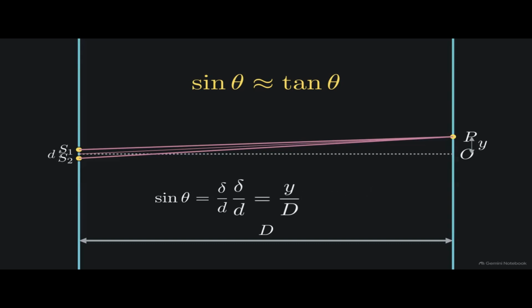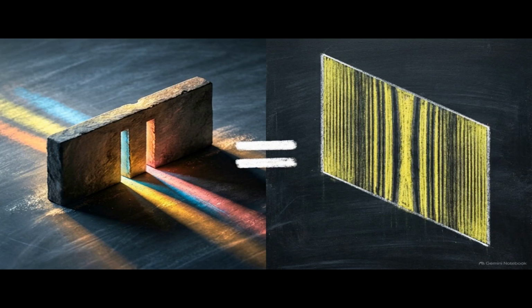Delta over lowercase d equals y over capital D. Multiplying both sides by d gives us delta equals d times y divided by capital D. By exploiting the difference in scale, we built a geometric formula linking the microscopic path difference to the macroscopic screen position. We can now combine the wave condition for a bright fringe, where the path difference delta equals an integer multiple of the wavelength, with our geometric formula.